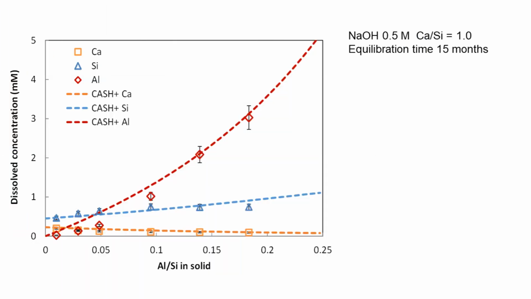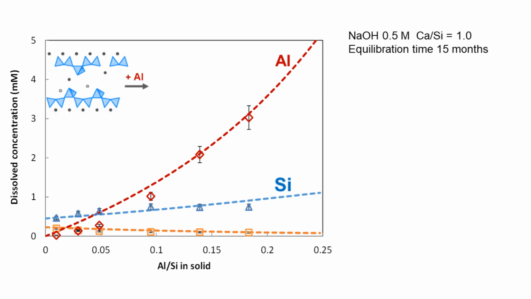Here I show you the effect of aluminum in C-S-H. When I add more aluminum in the system, dissolved aluminum concentration increases. Also silicon concentration increases. This is because aluminum uptake in high-Ca/Si C-S-H chains substitutes the silicon in C-S-H. In contrast, calcium concentration decreases.